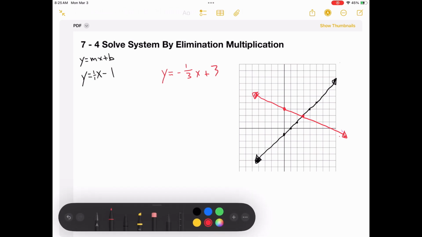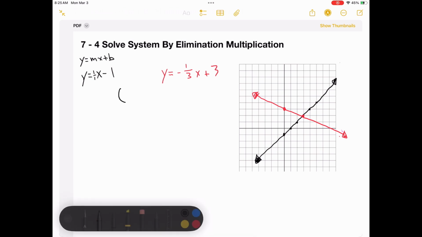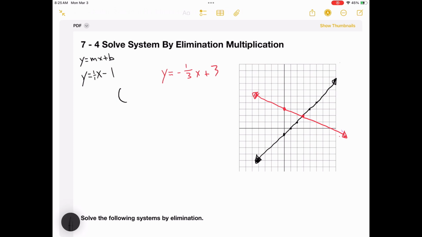And that point that they intersect is going to be 1, 2, 3. So 3, 2. Okay, that is the solution to the system. That means if I plug them both in, 3 for my x and 2 for my y, I'll get the same answer at the exact same time.